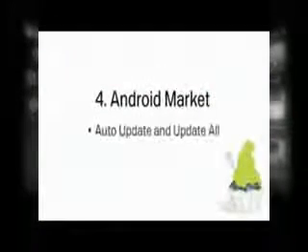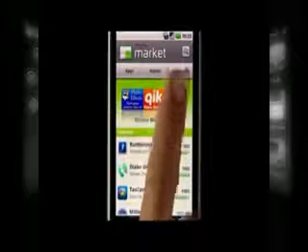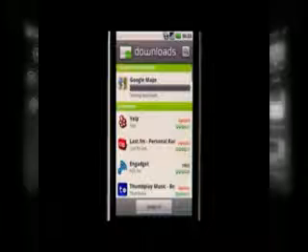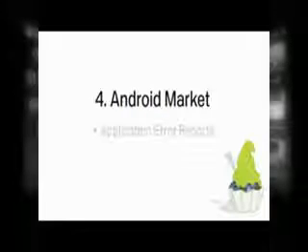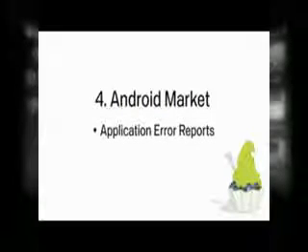We're introducing several new features to Android Market. Users can choose to let an app auto-update as long as permissions remain unchanged. Users can also update all apps with unchanged permissions with a single click. Application error reports will provide developers with app crash and freeze reports submitted by users. These reports will be available to developers through their Android Market Publisher account.